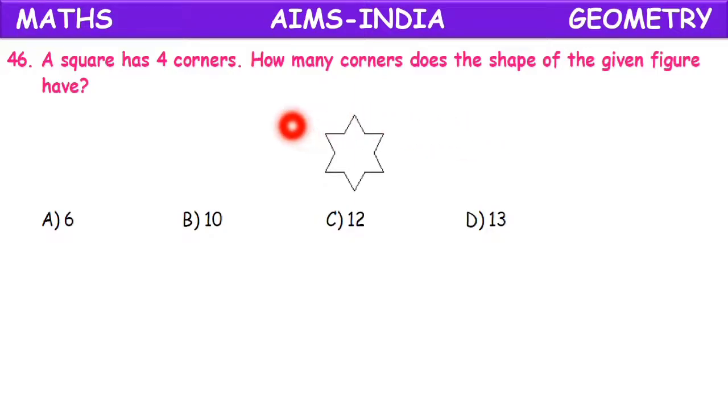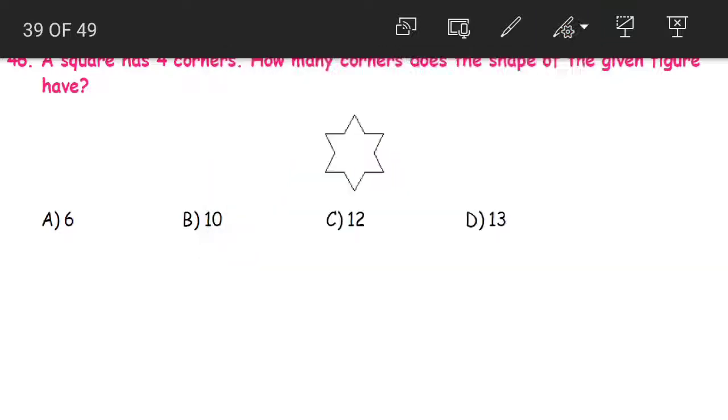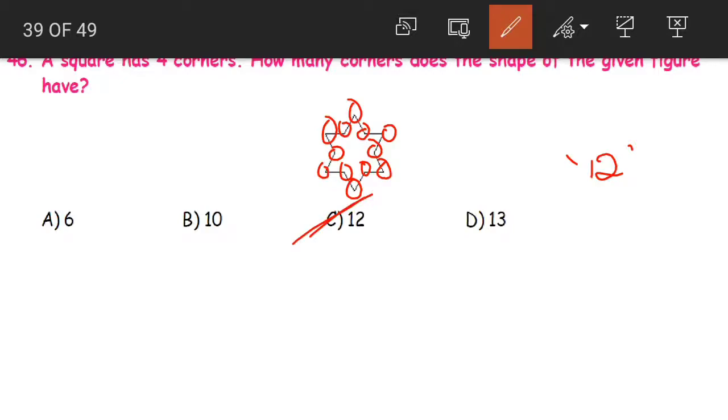We have to find out the number of corners for this. Let us count. 1, 2, 3, 4, 5, 6, 7, 8, 9, 10, 11 and 12. So this figure, the shape given below has how many corners, children? It has 12 corners, that is option C.